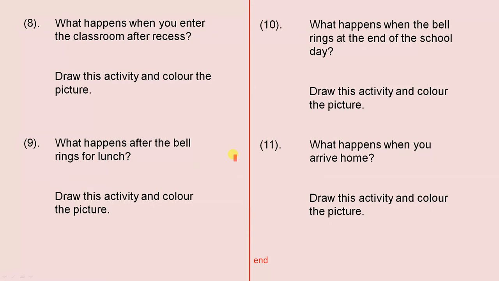What happens after the bell rings for lunch? Draw this activity and colour the picture. What happens when the bell rings at the end of the school day? Draw this activity and colour the picture.